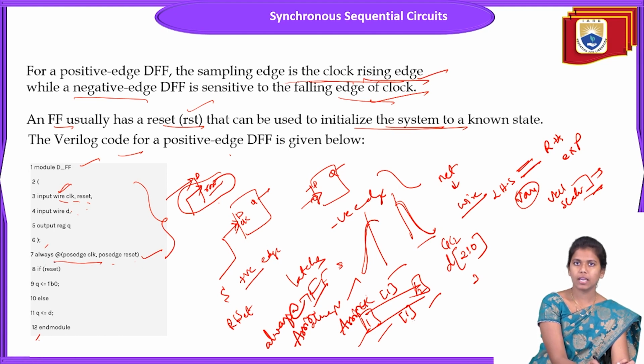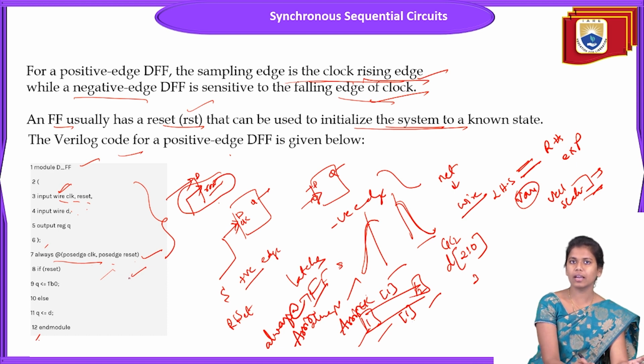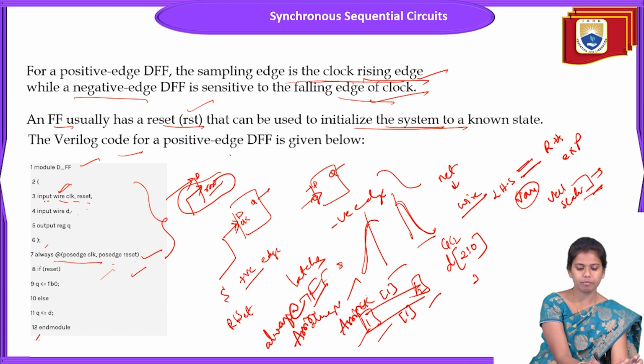So always at the rate, positive edge clock and positive edge reset. Why? Because clock and reset are the two inputs that we are considering in our storage elements. In the third step, the inputs are clock and reset. So we are considering the positive edge D flip-flop. That's the reason for positive edge clock and positive edge reset.